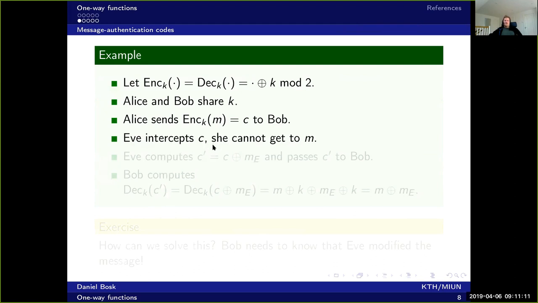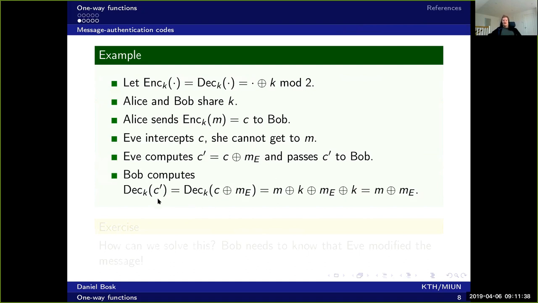Eve, of course, who listens to everything that passes, intercepts this C, but she cannot get to M, thanks to perfect secrecy. However, what Eve does is that she computes a different ciphertext C prime by taking C XORed with Eve's message, and then she passes C prime to Bob. Now Bob tries to decrypt C prime under the key K. What he gets is C XORed with Eve's message, XORed with the key K. So C is Alice's message XORed with K, then XORed with Eve's message, and then XORed with the key K. So obviously these Ks cancel each other.